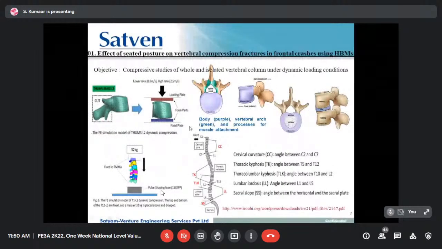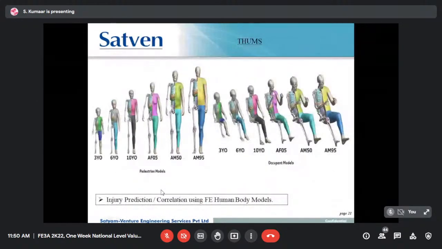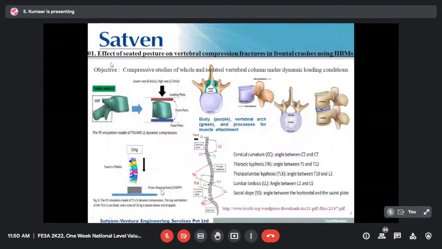Now we'll see a few projects that we carried out using the THUMS model. The first project is the effect of seated posture on vertebral compression fractures in frontal crash using the HBMs. The objective of this project is to study the vertebral column under dynamic loading conditions.